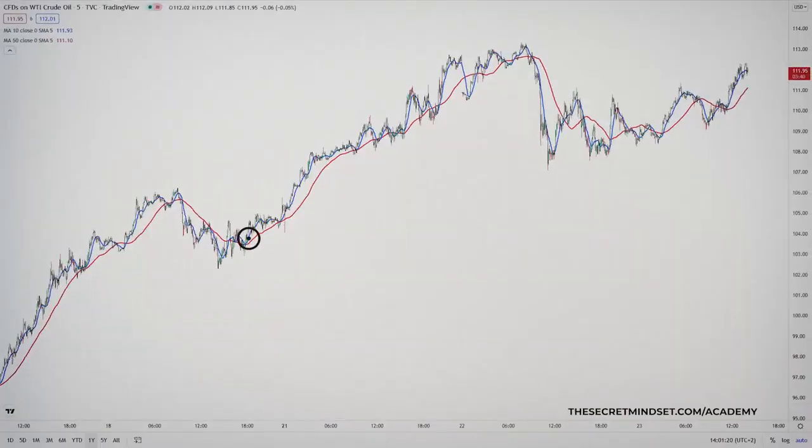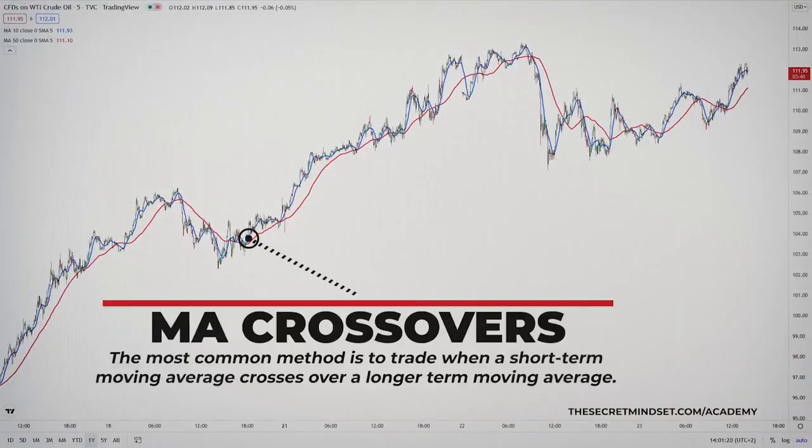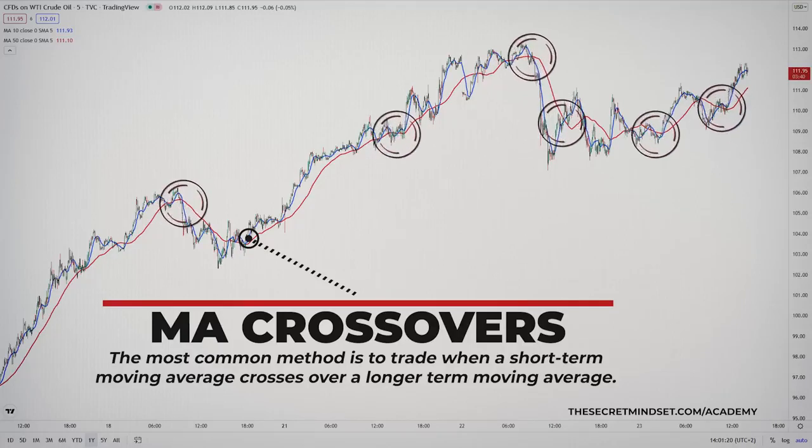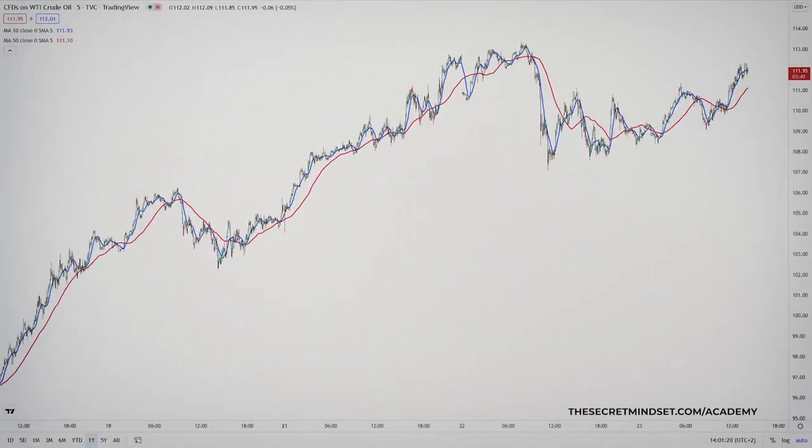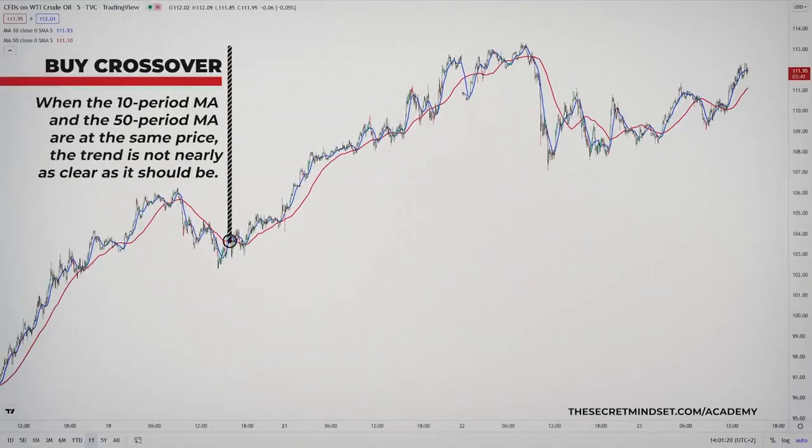When you're first introduced to trading, moving averages are presented as the ideal indicator, and there are many ways of using moving averages to trade, but by far, the most common method is to trade when the short-term moving average crosses over a longer-term moving average. For example, if the 10-period moving average crosses above the 50-period moving average, you typically assume that you have a new buy signal. Let's stop for a minute and think about what exactly is occurring at the point of a crossover. When the 10-period moving average and the 50-period moving average are at the same price, the trend is not nearly as clear as it should be.